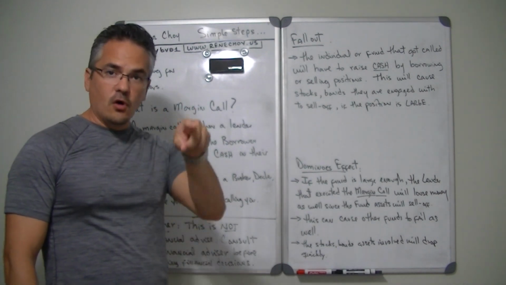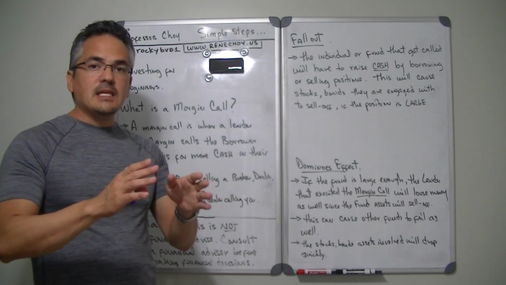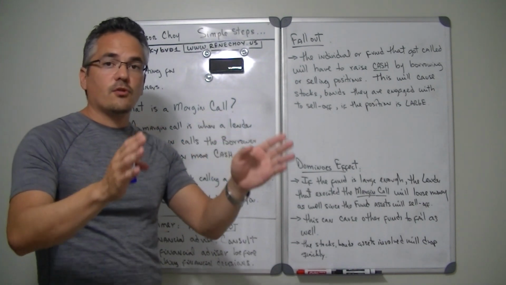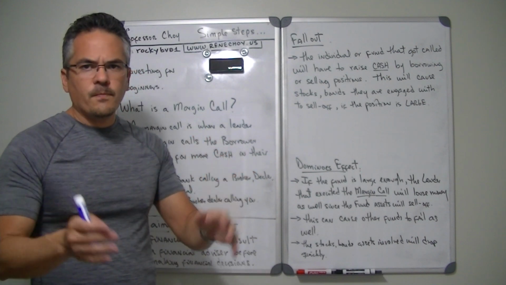Now, a margin call is basically when that person lending you money says that you have to give them some cash on that account because they have noticed that your account is going too far in the wrong direction. And that's usually the reason why people will get hit with a margin call.